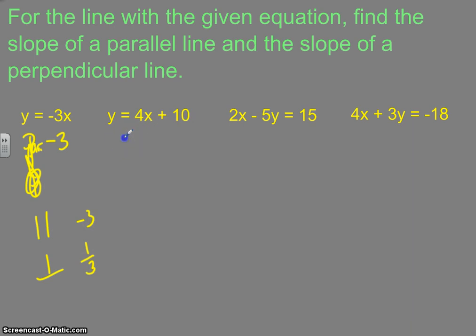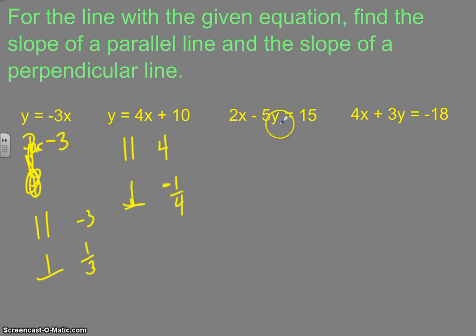Now here for parallel lines, and that's the symbol for parallel lines, if you're wondering, the slope here is 4, so a parallel line would have the same slope. Okay, now perpendicular line, and this is the symbol for perpendicular lines, is the opposite reciprocal. So we flip that over, it's 1/4, and we just change the sign of it, we get -1/4.